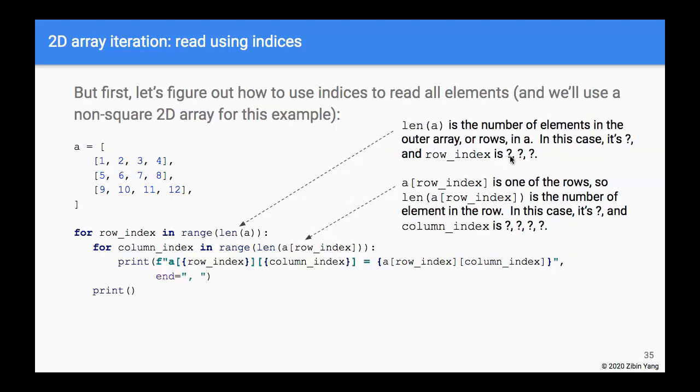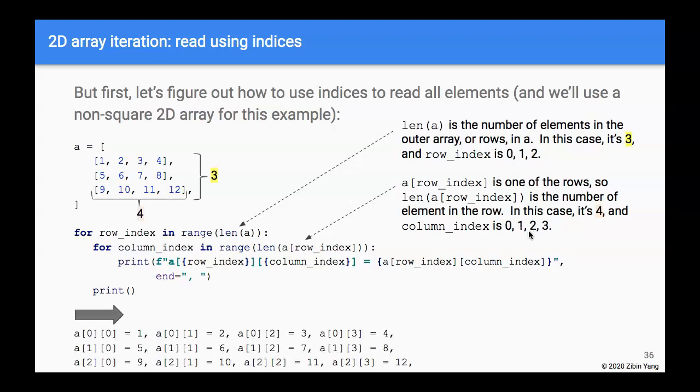So just very quickly, what is the row index going to loop through, and what numbers is it going to go through, and the same thing for the column index, what is it? So hopefully you see this. Basically, the number of rows here is 3, right? And the number of columns for each of the rows is 4. It's a rectangular array, and so that's just that.